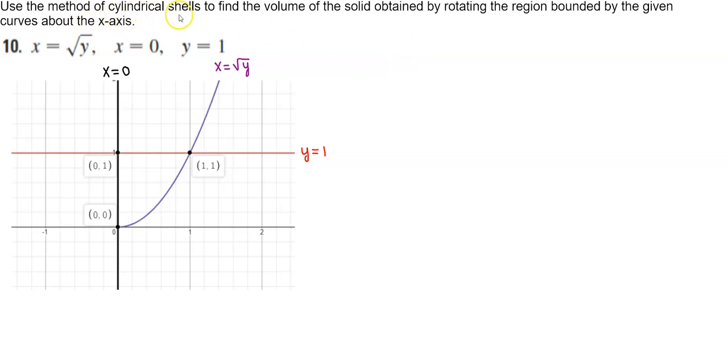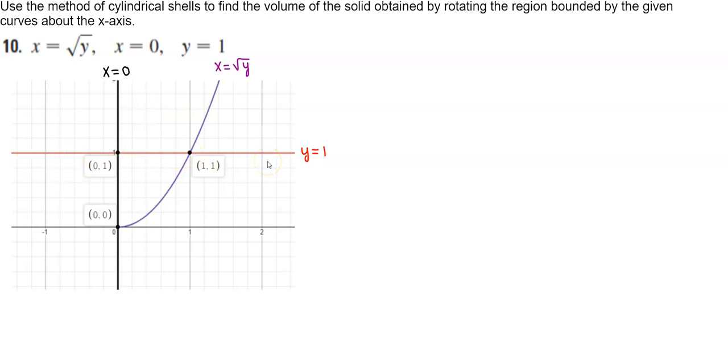Use the method of cylindrical shells to find the volume of the solid obtained by rotating the region bounded by the given curves about the x-axis. So for this question, we have the function x equals the square root of y, x equals 0, the vertical line, and then y equals 1, which is the horizontal line.